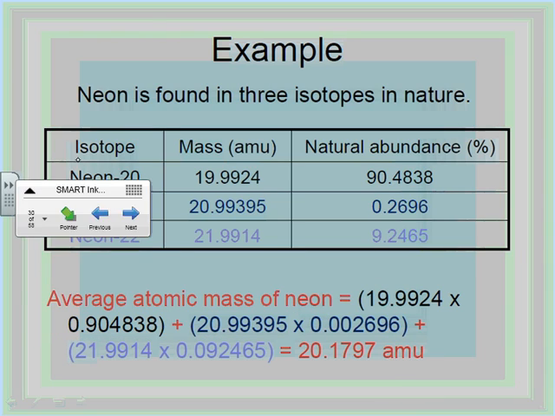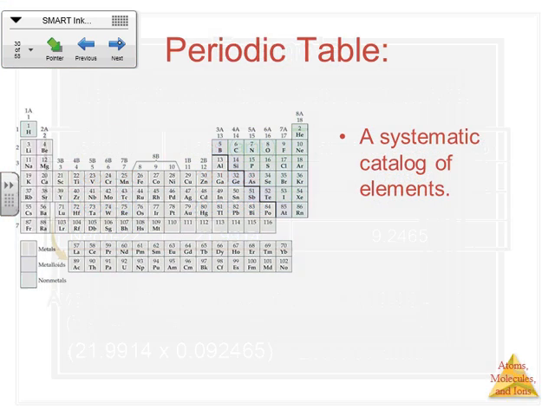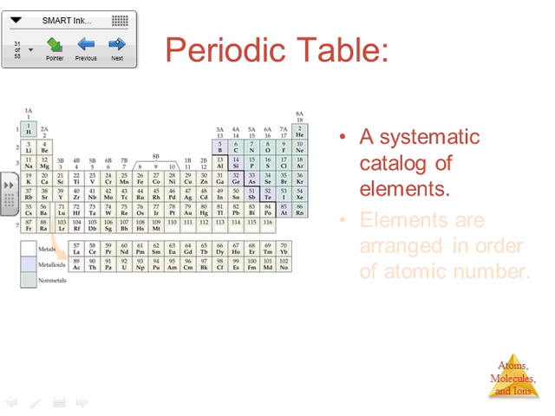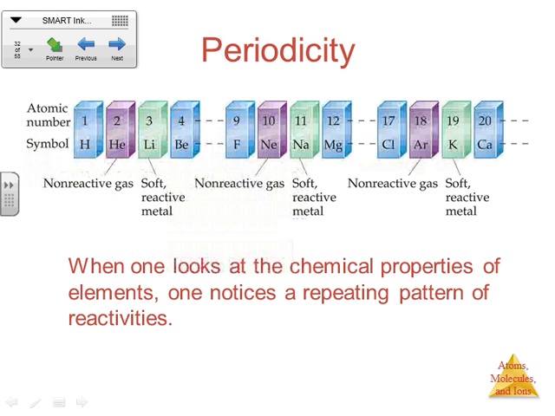Let's get this back up. Okay, now let's talk about the periodic table. We'll do this really quick, okay? It's a systematic catalog of elements. And the elements are arranged in order of atomic number. That's not originally how they were arranged when Mendeleev made his periodic table. He arranged it by atomic mass. Once we learned about the proton, it was much easier to arrange them by number of protons because that's different for every element.